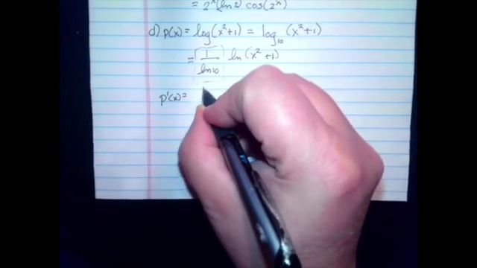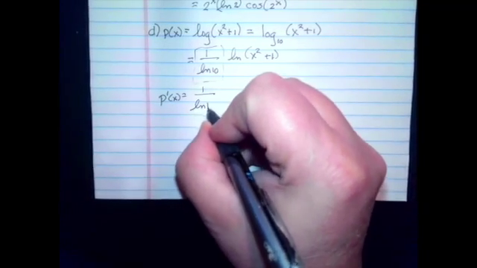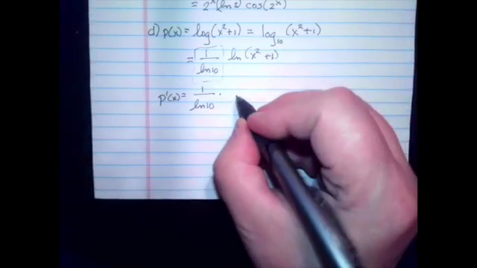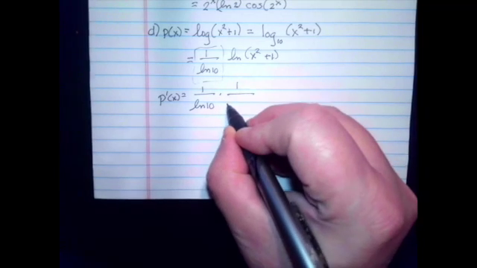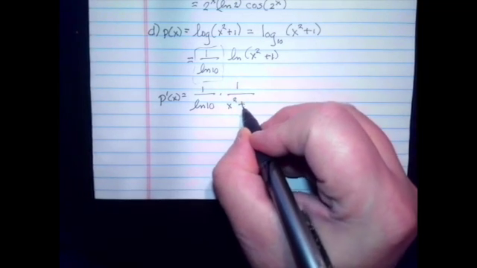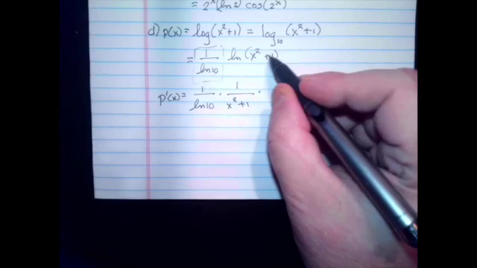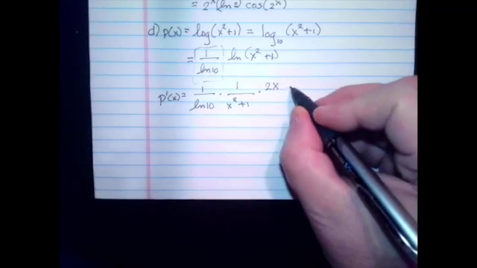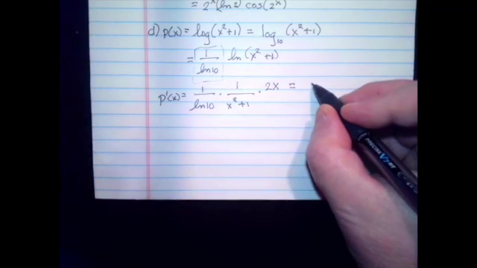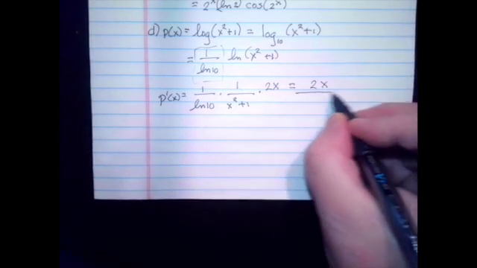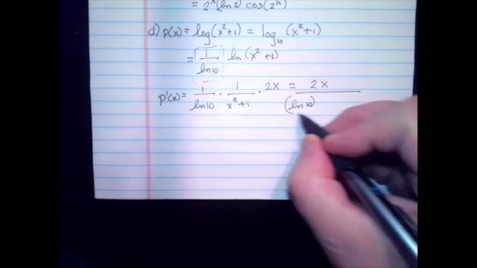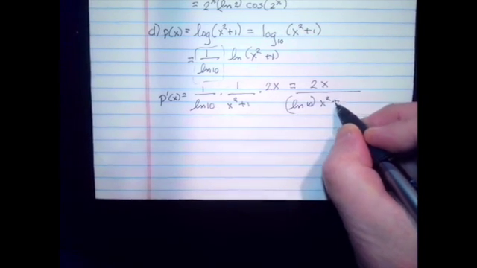Alright, so we'll have 1 over the natural log of 10. And now to differentiate the natural log of a function, remember that what you want to do is write 1 over the function times the derivative of the function that you're taking the natural log of. So I'm going to rewrite all of that as 2x over the natural log of 10 times x squared plus 1.